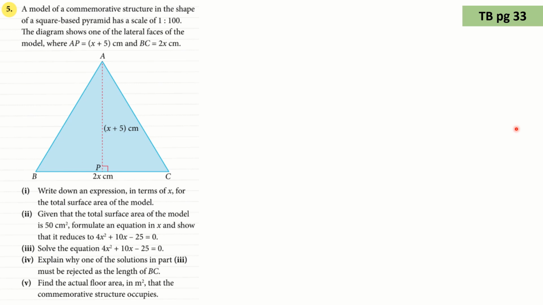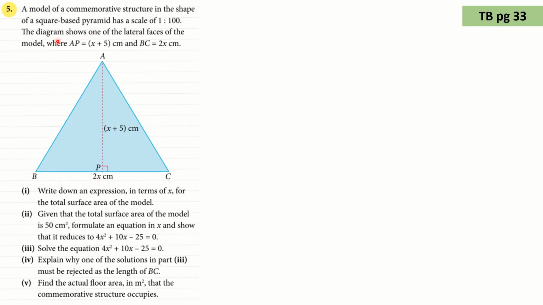So likewise, after going through several examples already, you may want to pause the video over here to give this question a try. This is found in textbook page 33, and that is question 5. So in this question, it says that a model of a commemorative structure in the shape of a square-based pyramid has a scale of 1:100. The diagram shows one of the lateral faces of the model where AP is equals to x plus 5 and BC is equals to 2x.